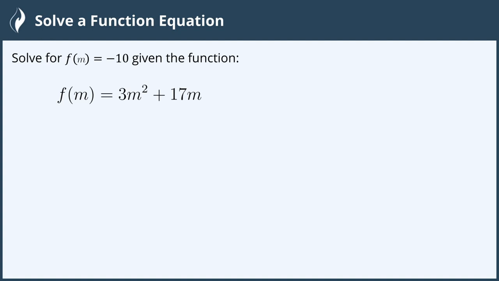Hi everyone. In this video we will solve a function equation. Solve for f of m equaling -10 given the function f of m equals 3m squared plus 17m.